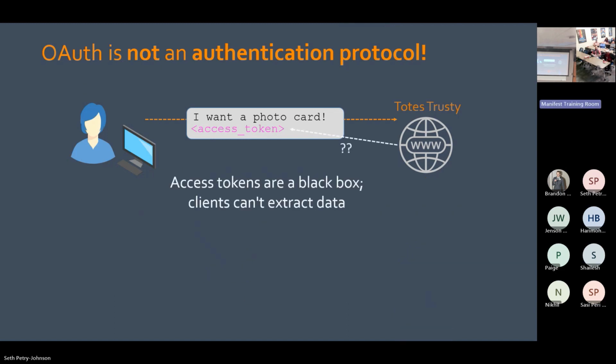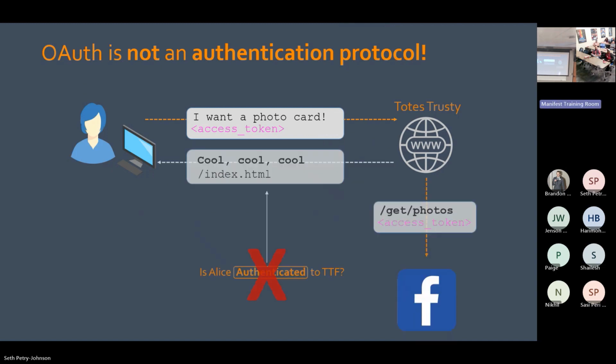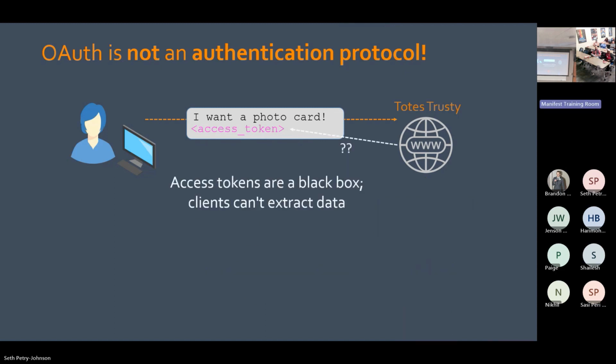All right, okay, and the reason for that is that, did I skip something? No, good. Okay, sorry. The reason is that authentication is all about associating the identity to the request. But the OAuth access token doesn't tell the client anything about identity. The token is something that the client can use to get data, but the OAuth token itself is a black box. Clients cannot extract data from it. And if the token can't tell us anything about identity, it can't be used for authentication.